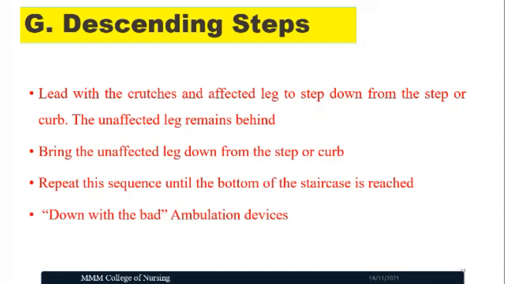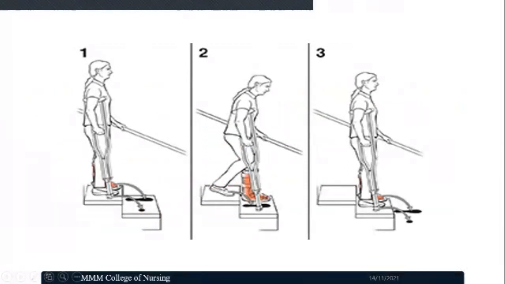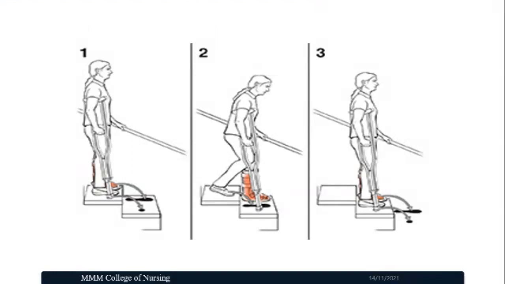That is the thing we have to remember. Here you can see the person is standing, then the unaffected leg is remaining at the back, the affected leg and the crutch are brought down, then the person is bringing the unaffected leg. Then you follow with the affected leg and the crutch down, then the unaffected leg. This is the thing we always have to remember: when we climb the stairs, the good leg should come forward. When we climb down the stairs, we have to bring the affected leg and the crutch forward.